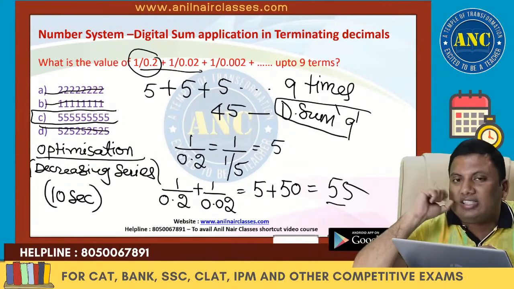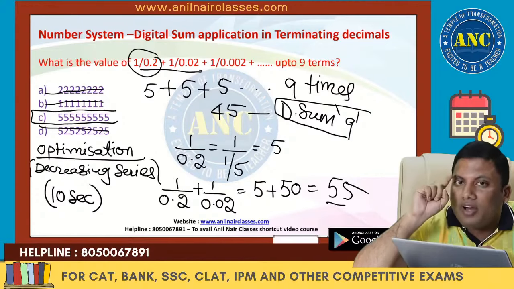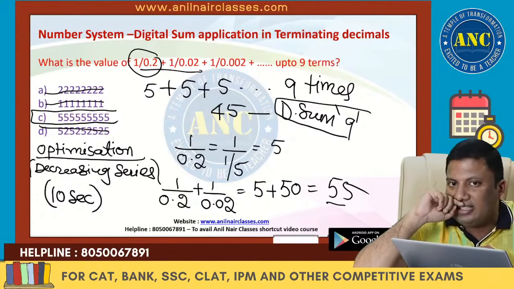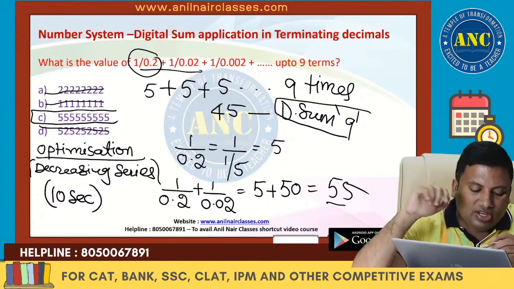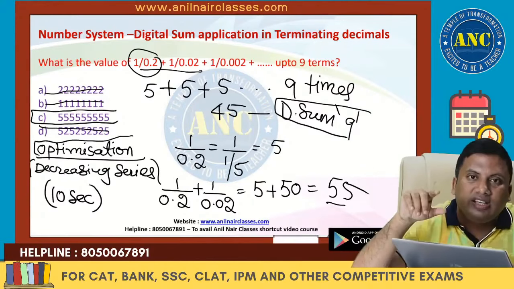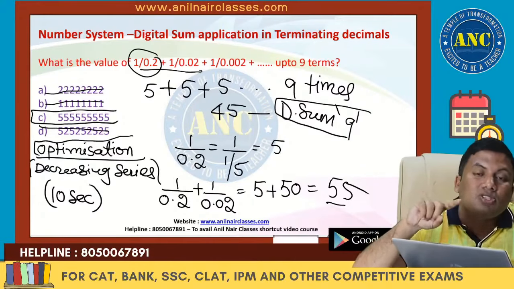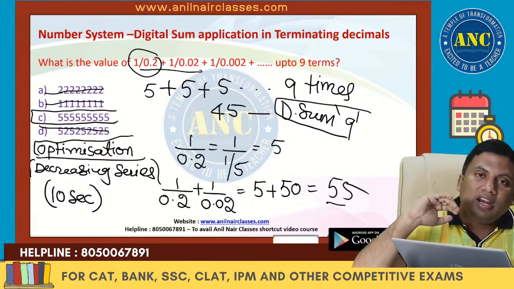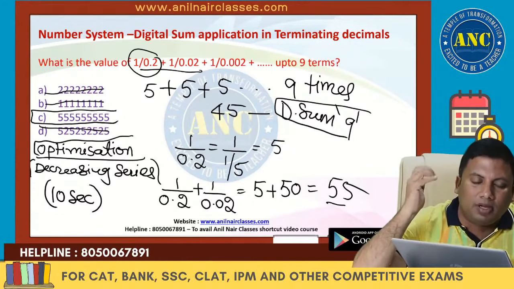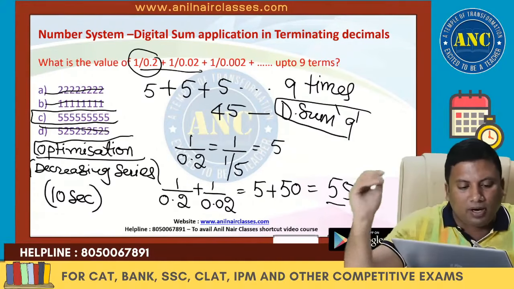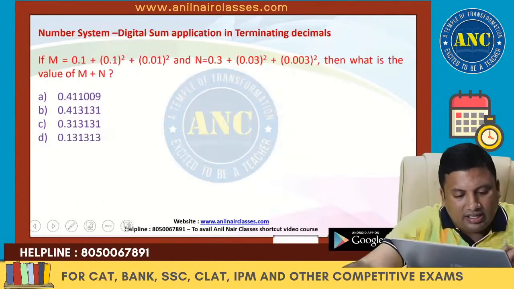Whenever the series is a decreasing series, use the optimization method. Please go back and see the series problems solved in Anil Nair's way, where in almost 10 to 15 problems I used optimization. I hope this idea is clear.